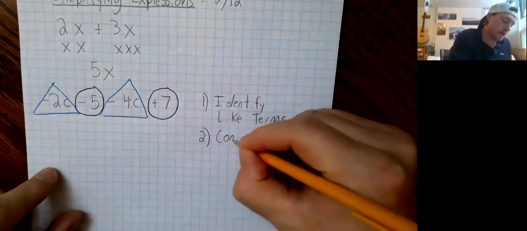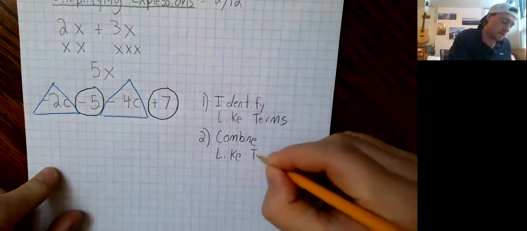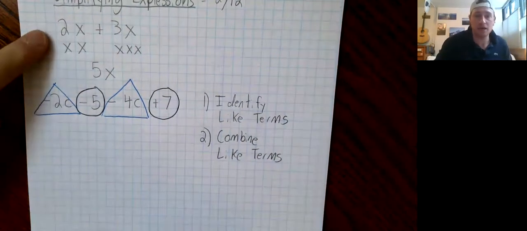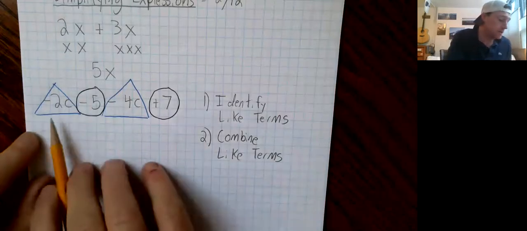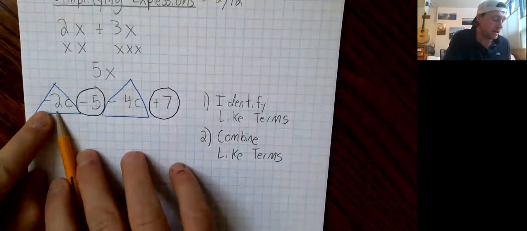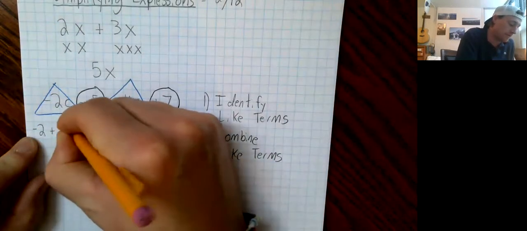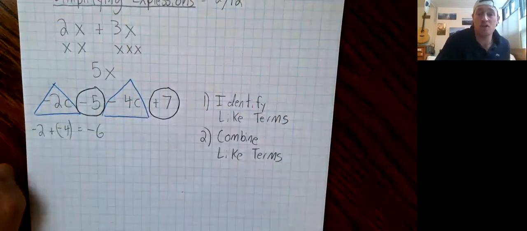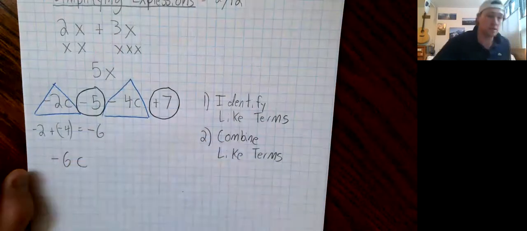Then I'm going to combine like terms. Okay, and I'm going to do the same thing I did up here. I'm just going to add or subtract the coefficients. So here I have a negative 2. I'm looking at my C's. I have a negative 2 and a negative 4. Negative 2 plus negative 4 equals negative 6. So that's going to be my new coefficient for my C's, negative 6C.